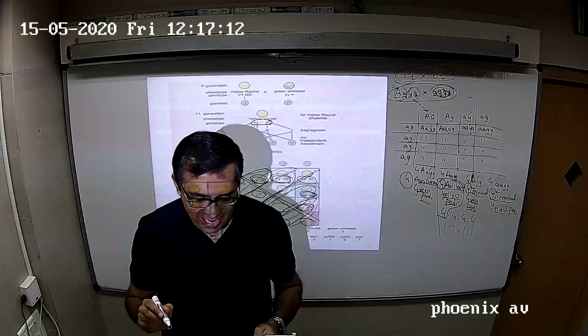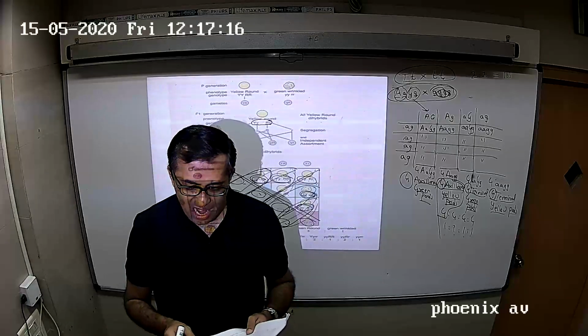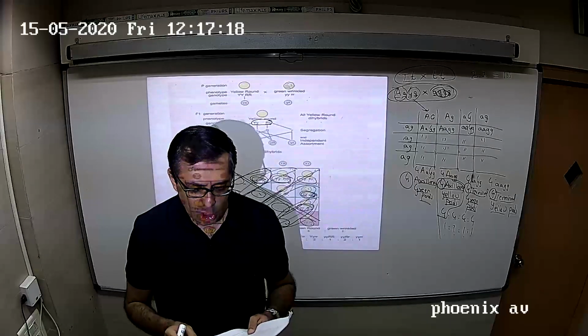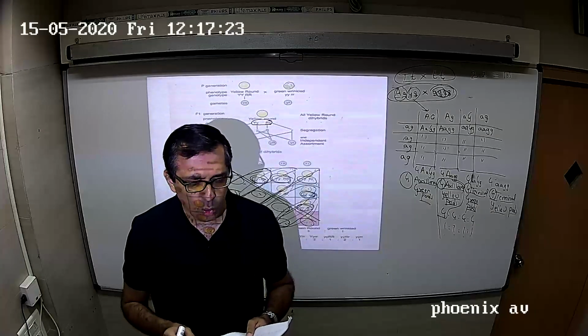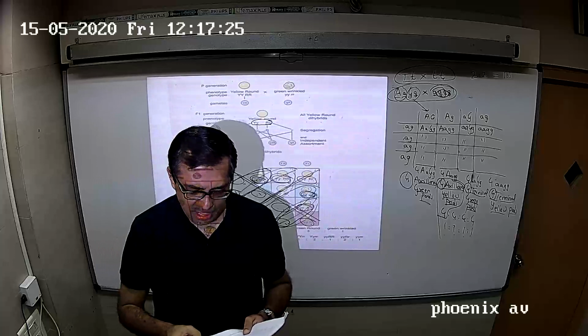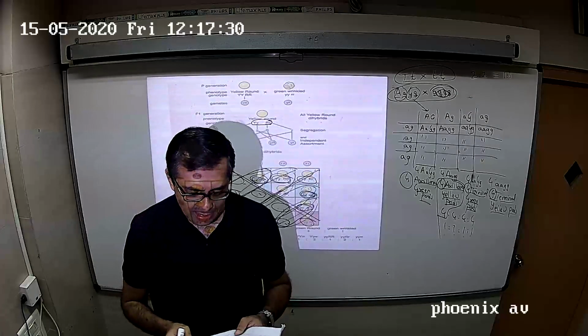So question 8: out of 16 plants in the F2 generation of a dihybrid cross, plants heterozygous for one of the 2 traits are 8. Heterozygous for one of the 2 characteristics, so one is homozygous, one is heterozygous. So 8 are heterozygous for one of the 2 characteristics.